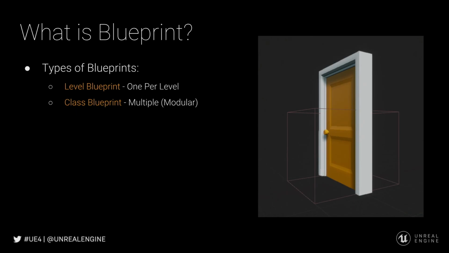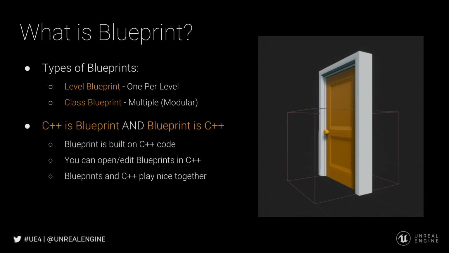Another thing to note is that C++ is Blueprint and Blueprint is C++. And what I mean by that is Blueprint is built on C++ code. The backend for Blueprint is rooted in C++. So what that means is you can open up and edit blueprints in C++ if you desire. We also have a tool that will actually convert your blueprints into native C++ code as well if you'd like to do that. The other thing that is great is that blueprints and C++ work well together.